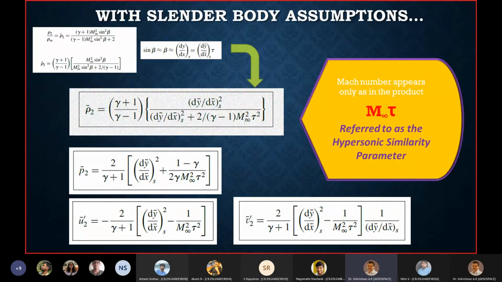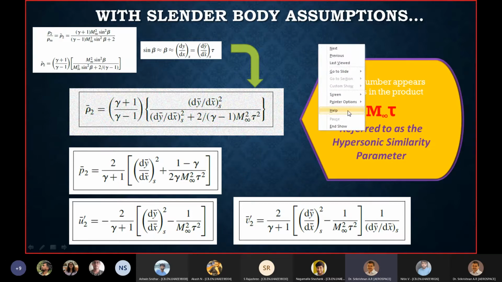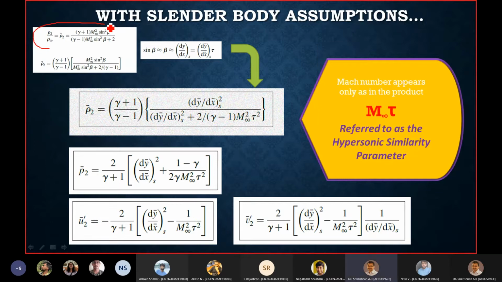Please note that we are not including addition of physics here. We are just rewriting them using the relations that we have considered already. So for example, P2 by P infinity is the definition for P2 bar. Sorry, rho 2 by rho infinity, the non-dimensionalized density, is what we are calling rho 2 bar. And we know that it takes a form gamma plus 1 into M infinity squared sine squared beta, etc.